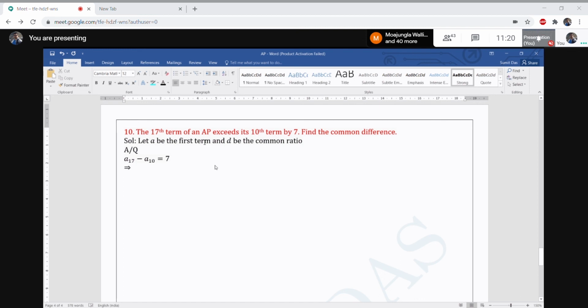So A17 means a plus 16d. Always remember, minus A10 means a plus 9d, which is equal to 7. Now if you simplify this, it will be a plus 16d minus a minus 9d is equal to 7. So next line, a cancels, so it will be 7d equal to 7. So d equals 7 by 7, which is equal to 1. Okay, the common difference.